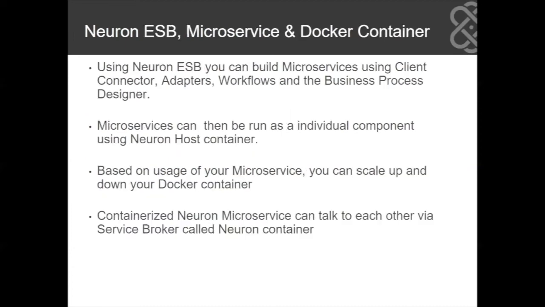In summary, here I'm going to talk about what we learned today. In a nutshell, Neuron containers in Docker work really well and can provide any organization greater flexibility and ease of use. As we've seen in the demo, using Neuron you can create microservices and deploy them using containers. Based on your usage, you can spin up as many containers as you want, provided you have enough hardware. Since microservices running under Neuron always need to talk to other services, instead of talking to them point to point, you can talk to them using Neuron ESB capability.